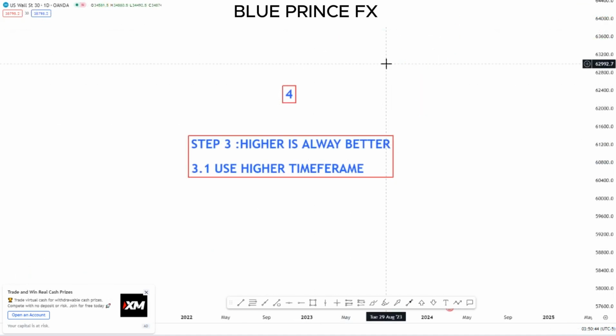Okay, guys, the last step, which is step number three, is higher is always better. What do I mean by this? This means that no matter where you get your entries, whether on the 1 minute, the 5 minutes, or the 15 minutes time frame, always consider the bias of the higher time frame. This is so because higher time frame bias is a lot stronger than a 1 minute bias, right? So if you are trading on the 1 minute time frame, always look at what the 1 hour time frame is doing and what the daily time frame is doing, right?